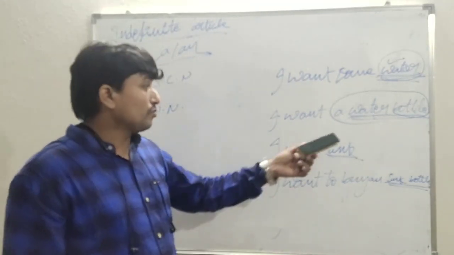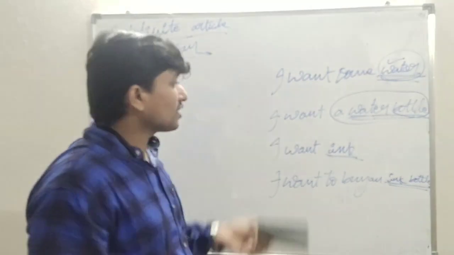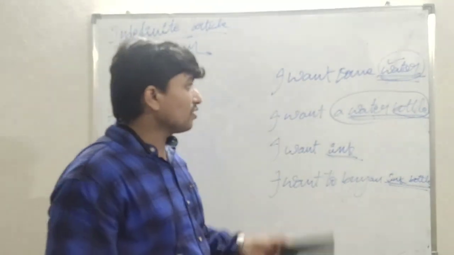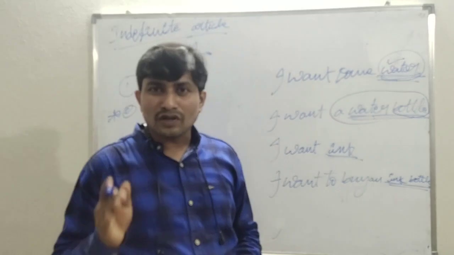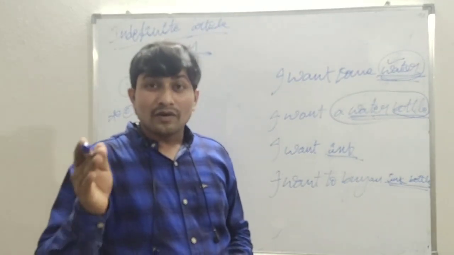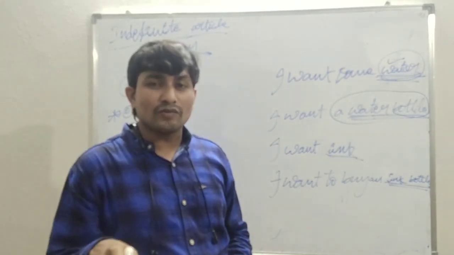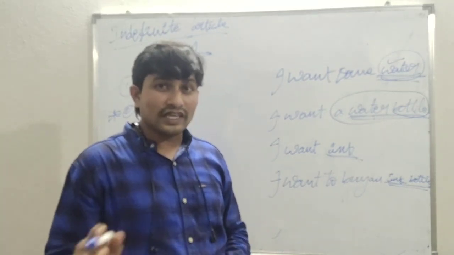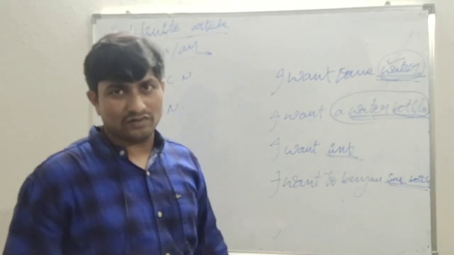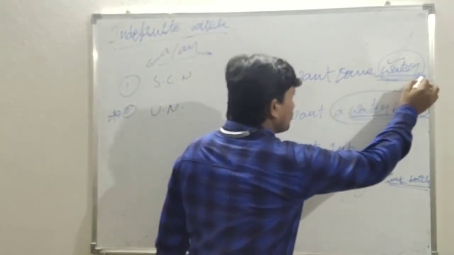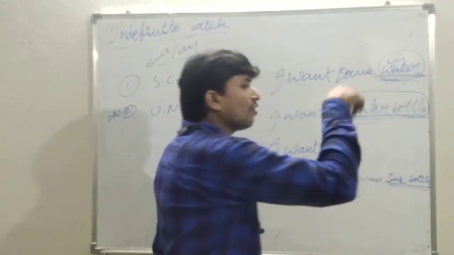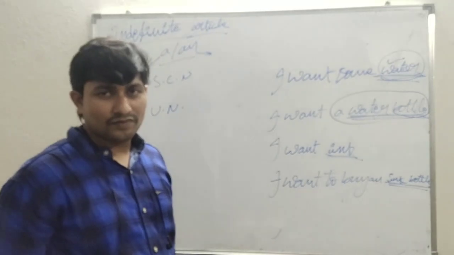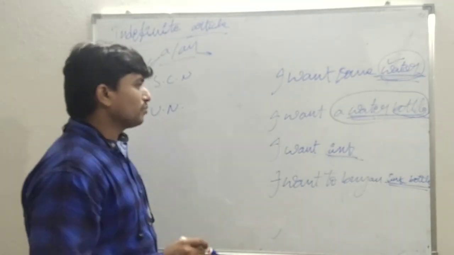So regarding measurement we can use an indefinite article in front of uncountable nouns. Actually, it is not known as an uncountable noun. An uncountable noun can be known as a countable noun. So water is an uncountable noun and water bottle is a countable noun. Have you understood or not? So this is the information.